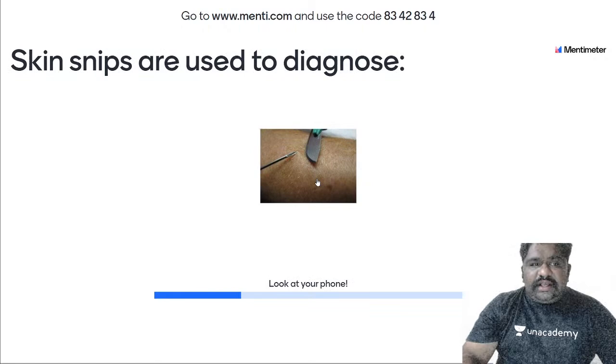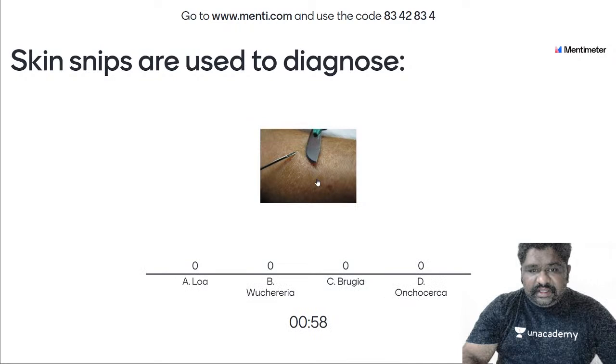Skin snips are used to diagnose. Look at the picture there. This picture is for diagnosing what? Loa loa, Wuchereria, Brugia, Onchocerca. Which one? So 50 seconds more. Give me your answers faster. Skin snips are used to diagnose what?